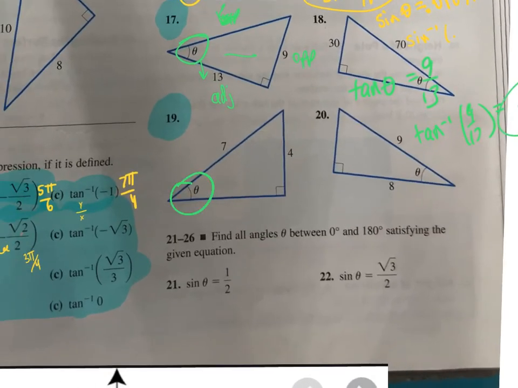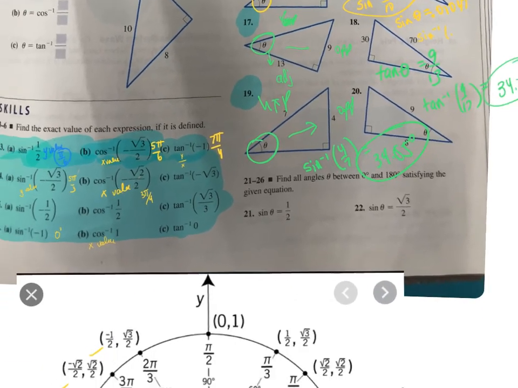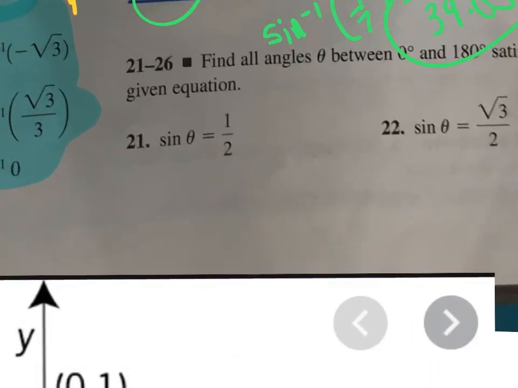Same thing here. Here's my theta. What did they give me? They gave me opposite, and they gave me hypotenuse. So this is going to be sine. So I'm just going to go ahead and say sine -1. I'm looking for the angle. I know I have to use arc sine. I'm going to put 4/7 in my calculator. So hit second sine, 4 divided by 7, and you get 34.85. So about 34.85 degrees.